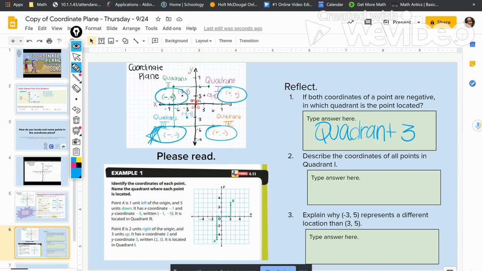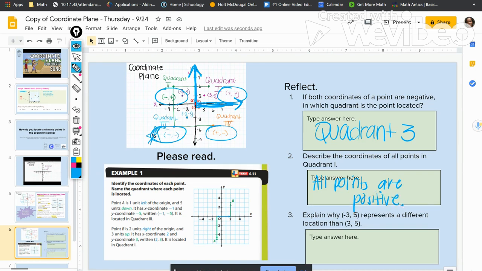Okay. Number 2, describe the coordinates of all points in quadrant 1. So quadrant 1, this is going back to 5th grade. Quadrant 1 is positive numbers because I'm going to the right on my number line and I'm going up on my y-axis. So I'm going right on my x-axis and up on my y-axis. That makes them both positive. All points are positive.